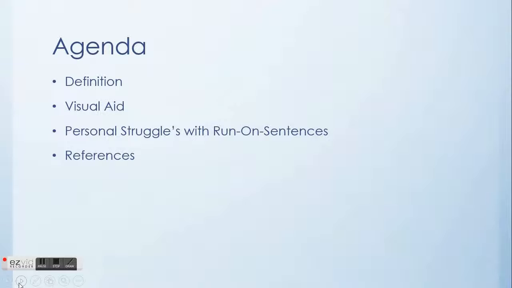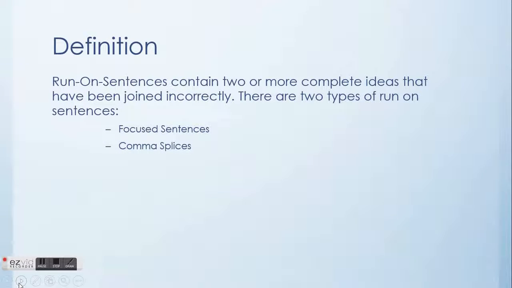This slide is my agenda. I will provide you with a definition that gives the two examples of run-on sentences and how it could be fixed. I've also provided a visual aid depicting errors and corrections for run-on sentences, as well as my personal struggles with run-on sentences and how far they date back. I'll explain how I've struggled with them and how I plan on fixing it. And I've also thrown in a reference page to demonstrate where I've gotten my visual aid from.